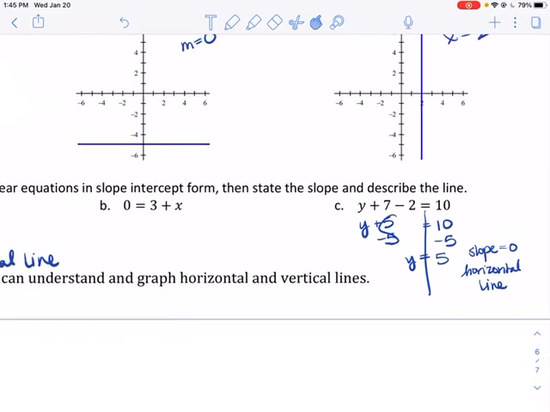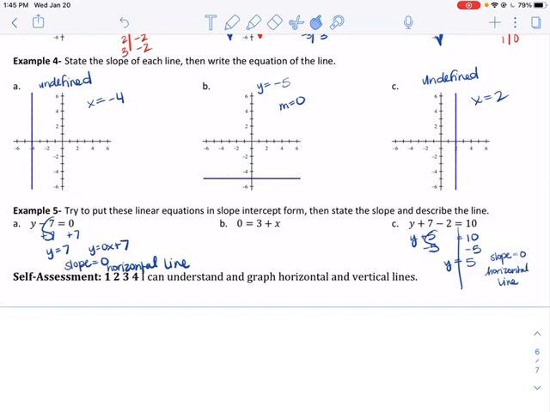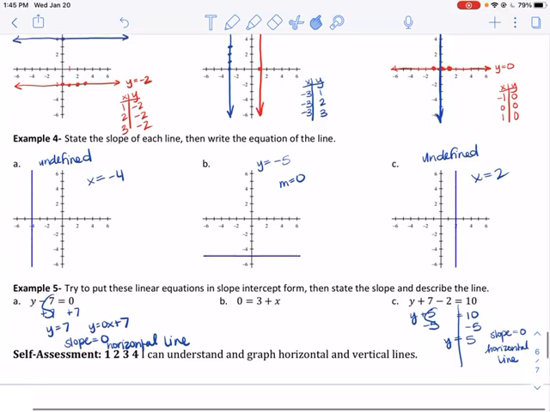All right, hopefully that helps you out. Remember that y equals is going to be a flat line, and x equals is going to be a vertical line. Good luck.